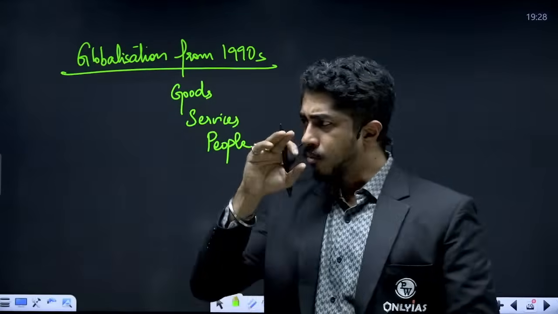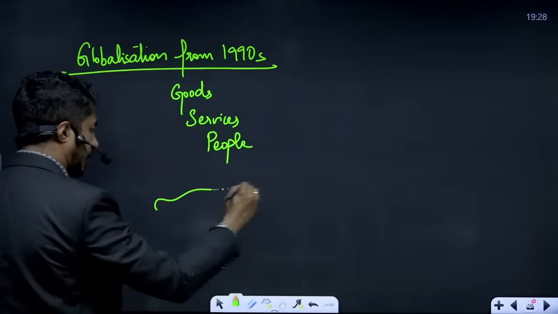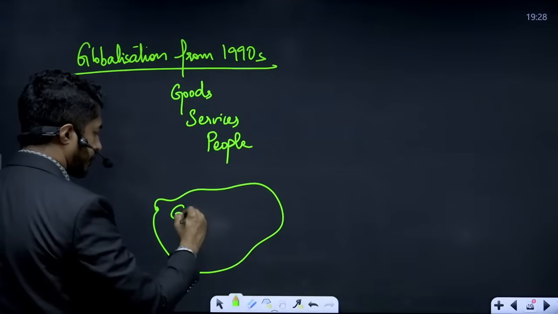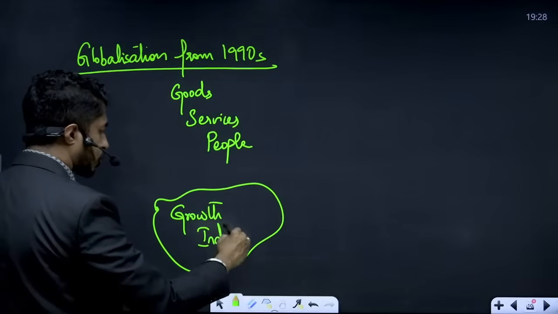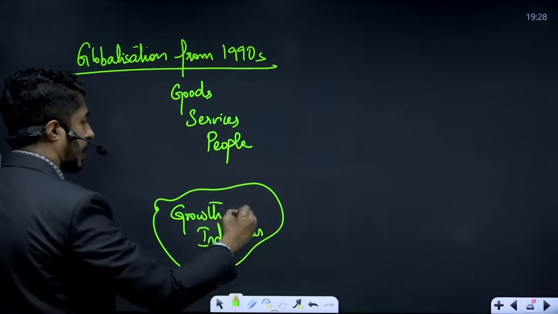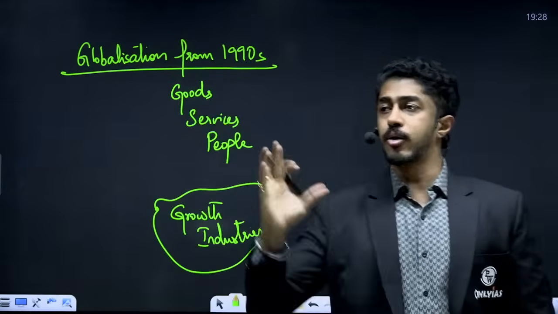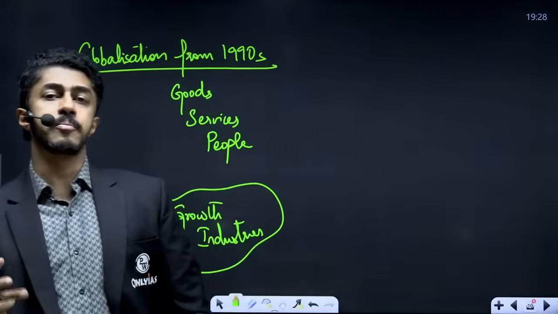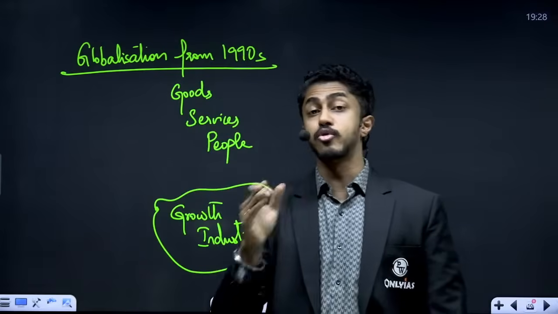But recently, what is happening is protectionism. What is protectionism? I want to protect my country's growth. I want to protect my country's industries. I want to protect my country's manufacturing. I want to protect the employment in my country. I don't want outsiders to come. This ideology has started picking up very drastically, at least in the last 4-5 years, especially post-corona.